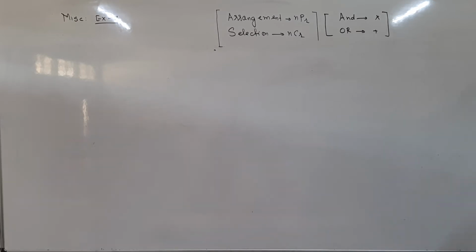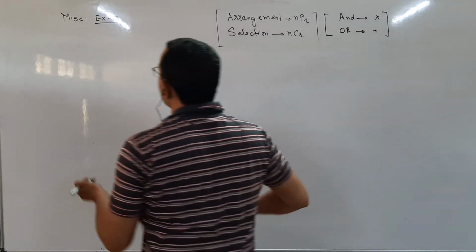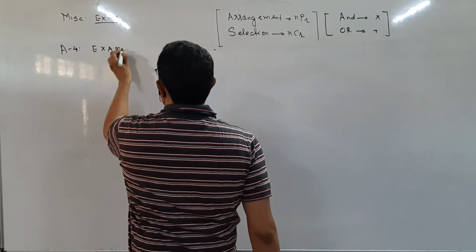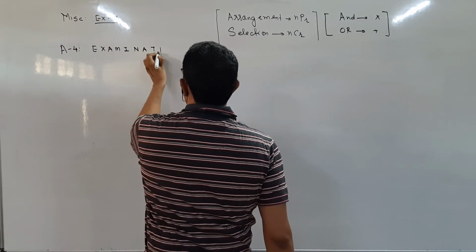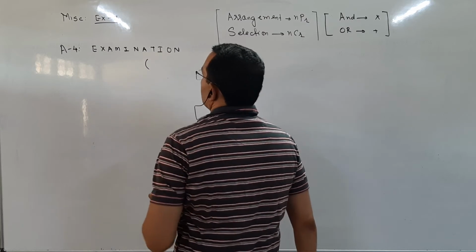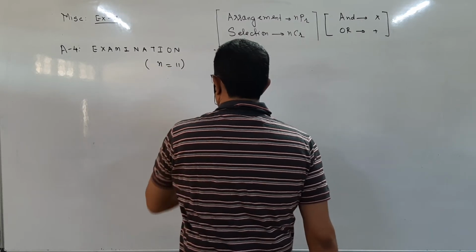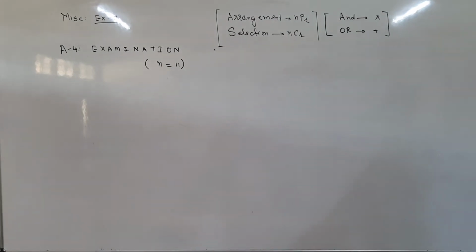If different permutations of all the letters of the word EXAMINATION are listed in a dictionary, as in a dictionary, how many words are there in the list before the words starting with E? Now students, the word EXAMINATION: E-X-A-M-I-N-A-T-I-O-N, 3 and 3, 6 and 3, 9 and 2, 11. So this word EXAMINATION has 11 letters.